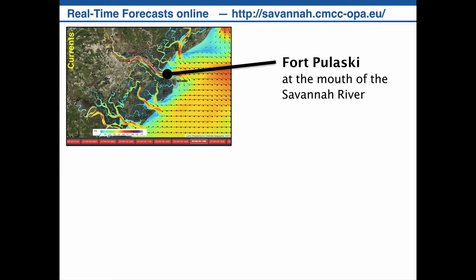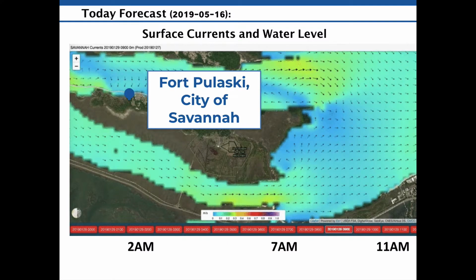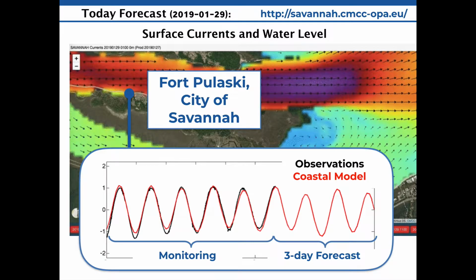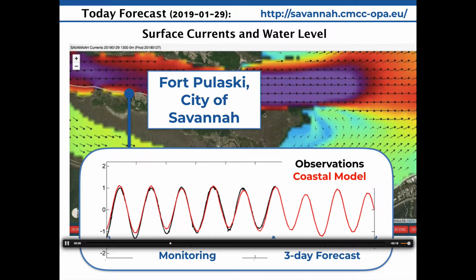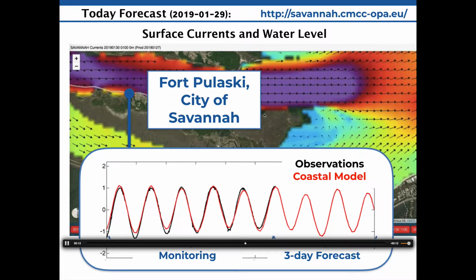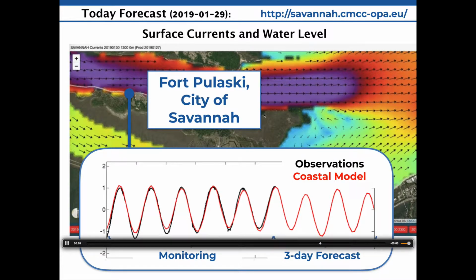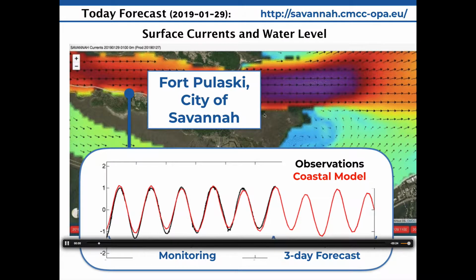Here I wanted to introduce a zoom in on the Fort Pulaski region, where we have a tide gauge at the mouth of the Savannah River. This is the circulation at Fort Pulaski for a particular time, I think May 16, 2019. We can look at the tide gauge at Fort Pulaski, which is plotted here as a time series of sea level in black. These are real observations. In red is the model hindcast or monitoring, as well as the forecast that you see in the future. You can see that the model has a high fidelity in capturing this particular tide gauge, along with the other tide gauges that are now installed through the sea level sensor network.